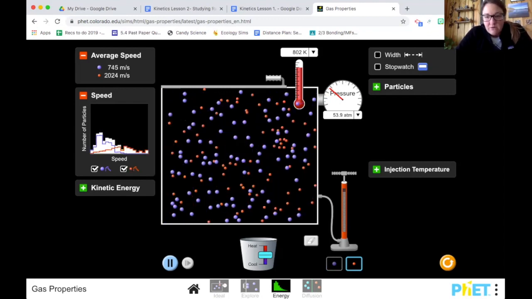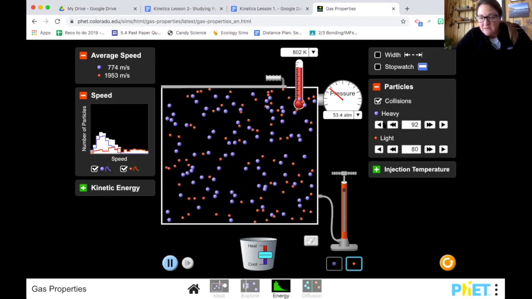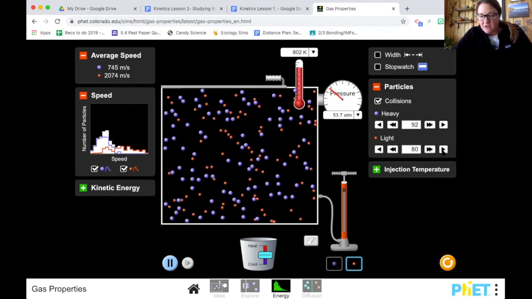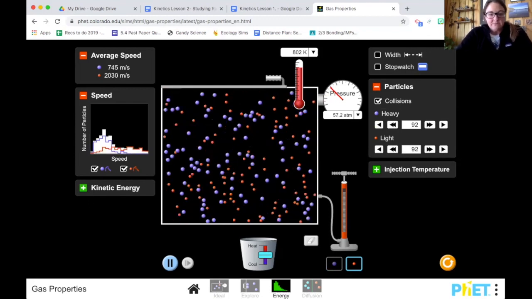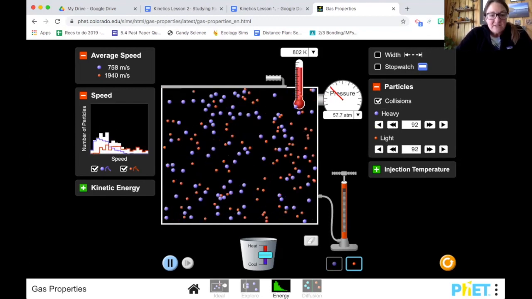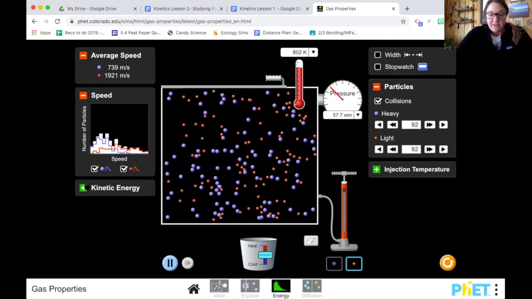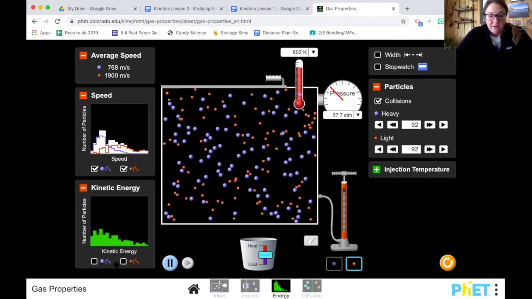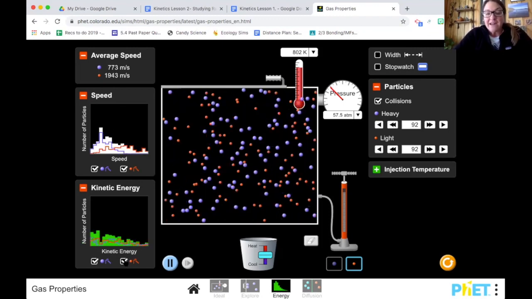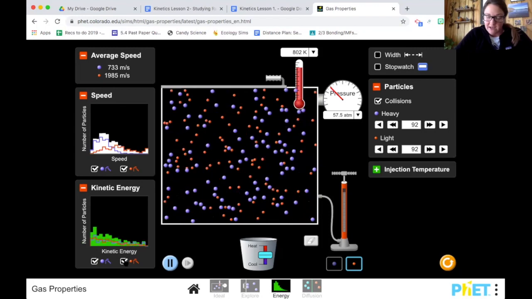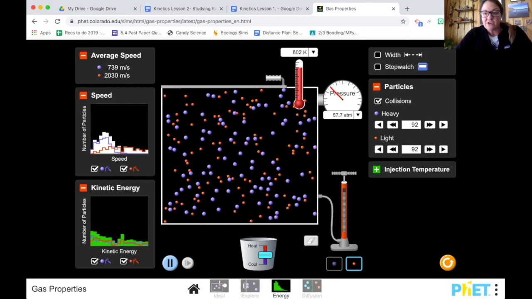I don't know that I have the same number of particles of each. I'm going to check that. Of the light ones, I have 80. I'm going to increase that to 92, so that it's the same. Now you can see with the lighter particle, they have a higher average speed because of the fact that they're lighter. But if I look at the kinetic energy of each one, the kinetic energy of the two isn't very different. And in fact, all gases at the same temperature should have the same average kinetic energy, since temperature is a measure of average kinetic energy.